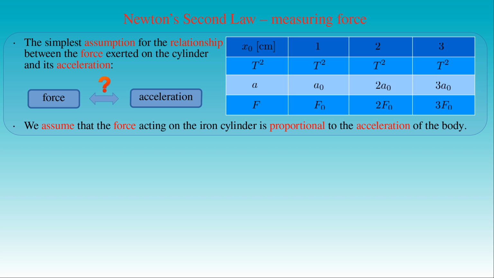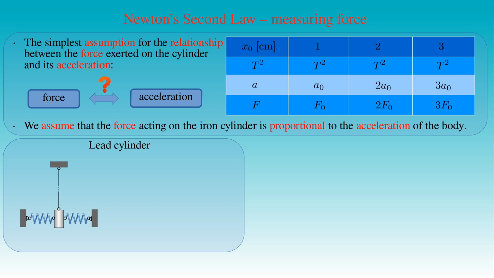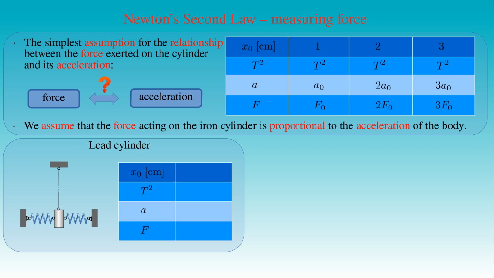Now we replace the iron cylinder with a lead cylinder which has the same size, and measure the period T of the oscillating body with the maximum amplitude of 1 cm. In this case, the force acting on the lead cylinder is still equal to F0, but we find that the square of the period T is 1.5 times greater than the one measured for the iron cylinder. Then the acceleration of the lead cylinder at the maximum amplitude of its oscillation is equal to a0 divided by 1.5, or it is 2/3 times the acceleration measured for the iron cylinder.